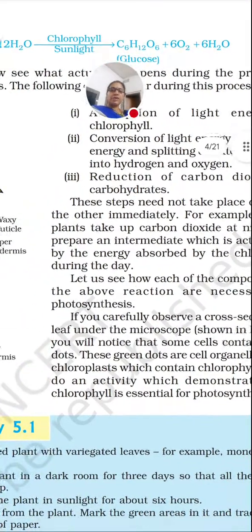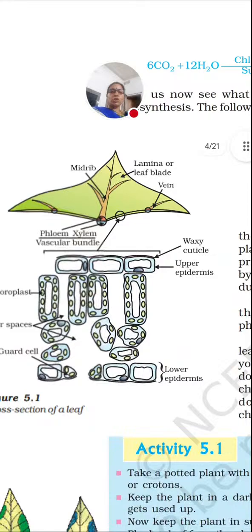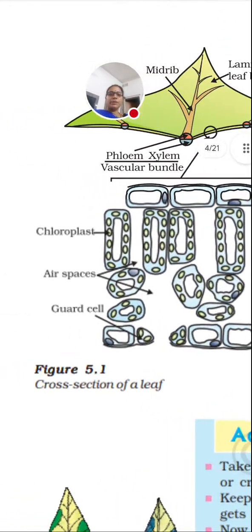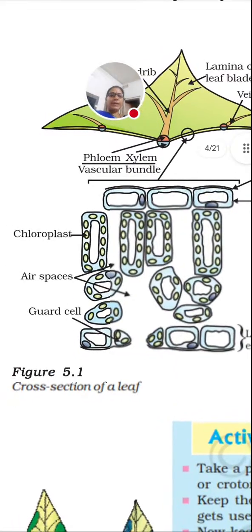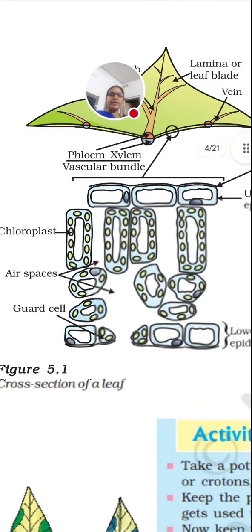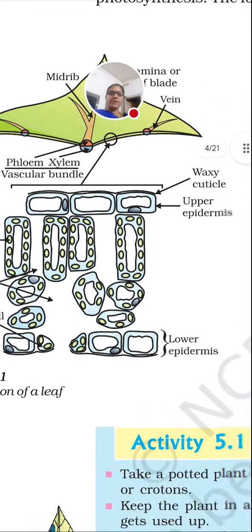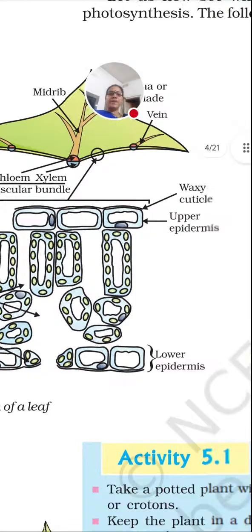Then coming to the next one. So here the structure of leaf is given. This is also a very important diagram. In CBSE they ask for the labeling. So you can see the leaf has 2 layers. The upper layer is called upper epidermis and the lower one is called lower epidermis. Upper epidermis and lower epidermis. Then on the upper epidermis there is a waxy layer.